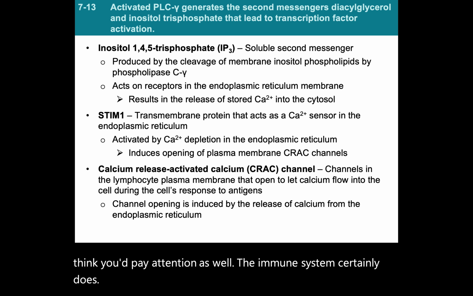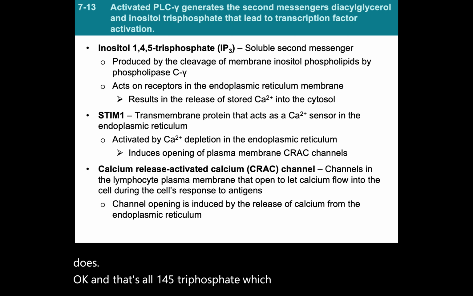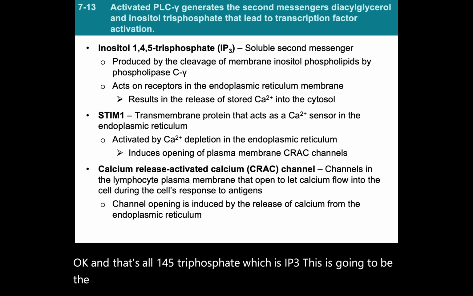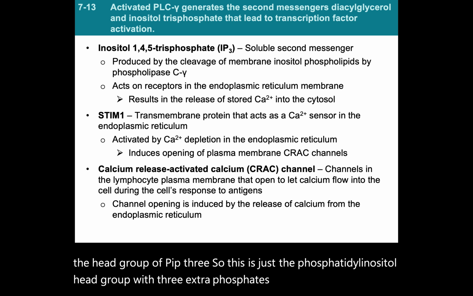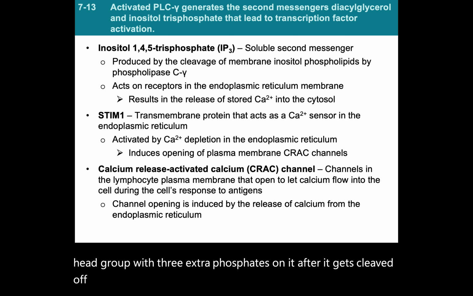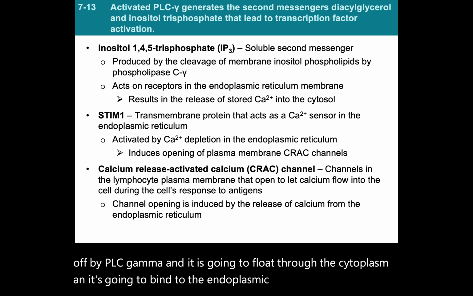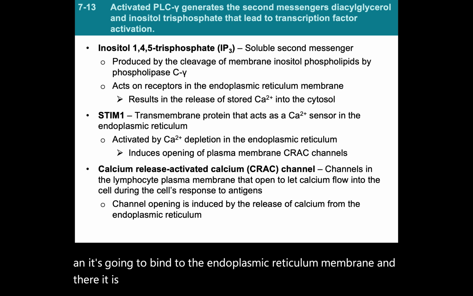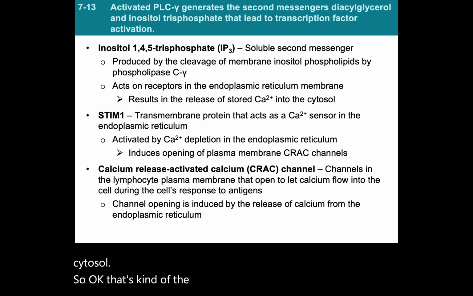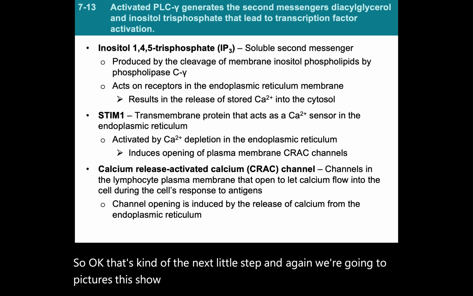Okay, inositol 1,4,5 triphosphate, which is IP3. This is going to be the head group of PIP3. So this is just the phosphatidylinositol head group with 3 extra phosphates on it after it gets cleaved off by PLC gamma. And it is going to float through the cytoplasm, and it's going to bind to the endoplasmic reticulum membrane, and there it is going to cause the release of stored calcium in the cytosol. So, okay. That's kind of the next little step. And again, we're going to have pictures that show all this stuff in just a minute. But for now, let's just meet the players.